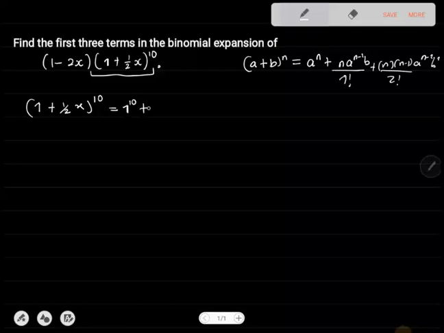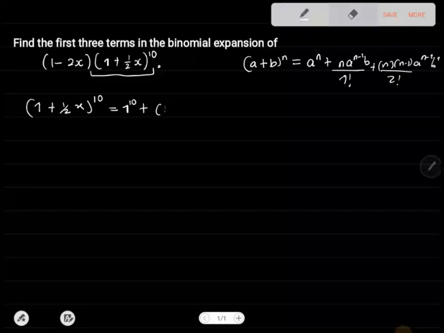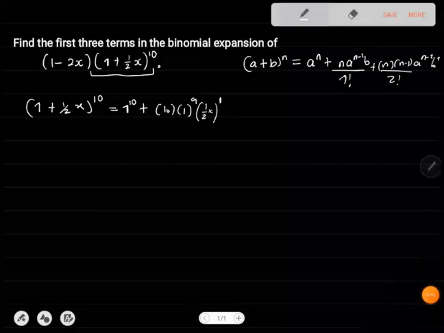So our first term here is just 1 to the power 10, which is 1. Plus next, now this 10 will drop down, like the n here dropped down. So the 10 is multiplied by 1, which is the a here, to the power 9 because we are reducing by 1. Then the b is half x to the power 1. Since 1 to the power any number is still 1, we don't need to write them.